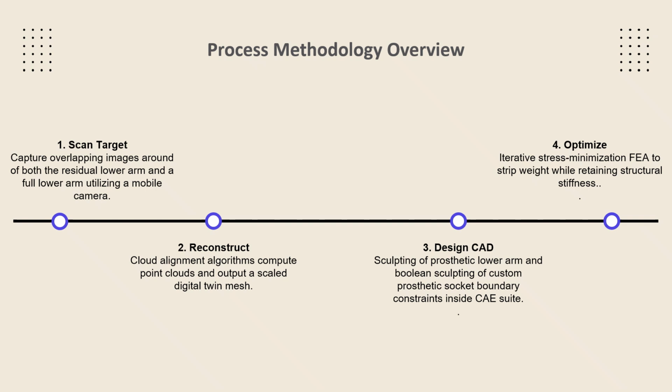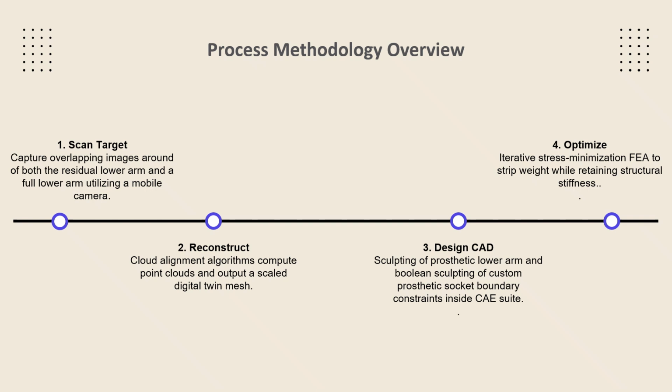In step 2, when reconstructing, these raw images are computed using cloud and alignment algorithms to produce dense point clouds and are converted to a perfectly scaled digital twin mesh. Moving to step 3, using Design CAD, this virtual mesh is the master reference for a computer-aided engineering suite, where we perform digital sculpting and Boolean operations to draw the socket constraints around the patient's anatomy.